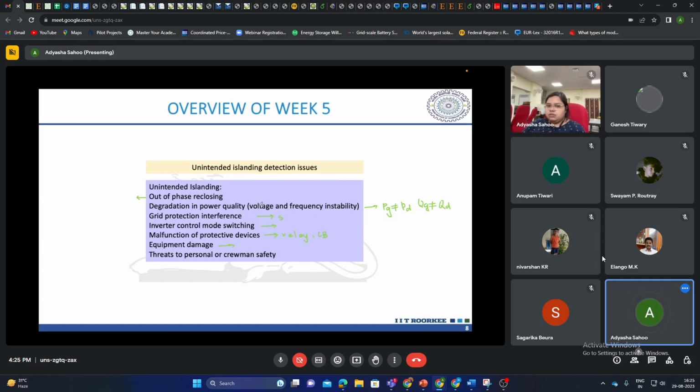We can say voltage and frequency instability. There will be damage to the equipment within the microgrid, and this threatens the personnel, as we had discussed, because there will be personnel working here. They may be prepared for electricity from the grid, but what may happen is there is back injection, and then they may face shock.